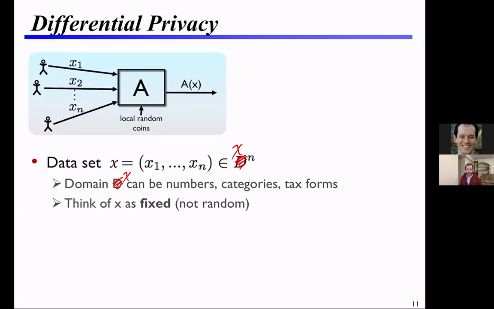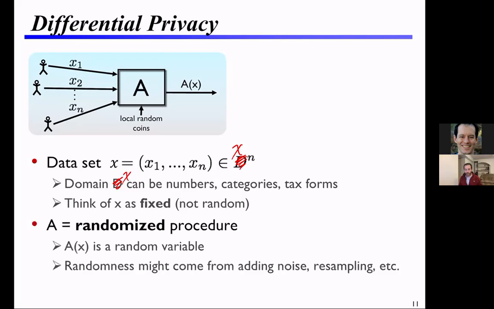In any case, we're going to think for now of the data as a fixed quantity, not a random quantity. So our definition will be worst case over data sets. But we'll think about the process that analyzes the data as randomized. So for every data set X, the output of the algorithm, A of X, is a random variable distributed over whatever space the algorithm produces outputs in. So those could be pie charts, it could be numbers, vectors, whatever it is.